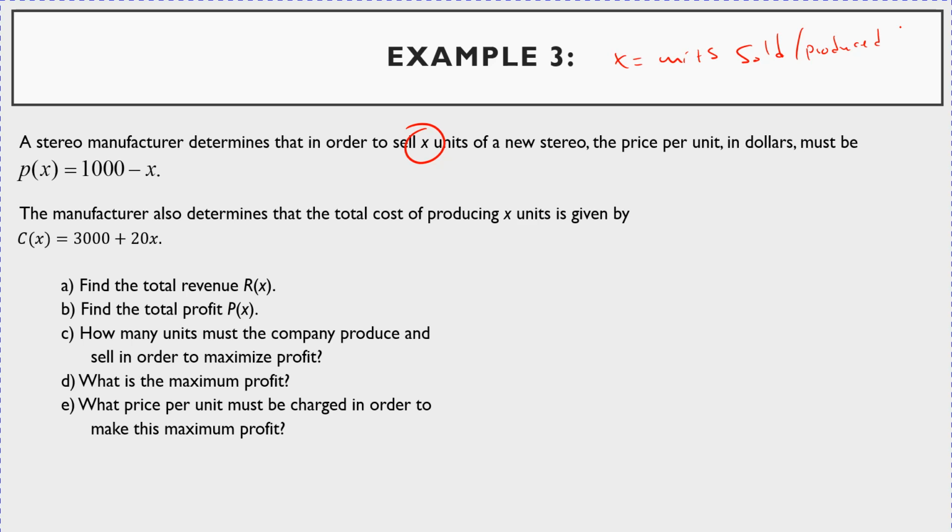The manufacturer also determines that the total cost of producing X units is given by this. The cost function is equal to 3,000 plus 20 times X. The 3,000 is the fixed cost, and the marginal cost of producing an additional unit is $20. We want to find the total revenue, which we'll denote R of X, and the total profit, which we'll denote P of X. Then it asks how many units the company must produce and sell in order to maximize profit. That's what we're going to apply calculus to.